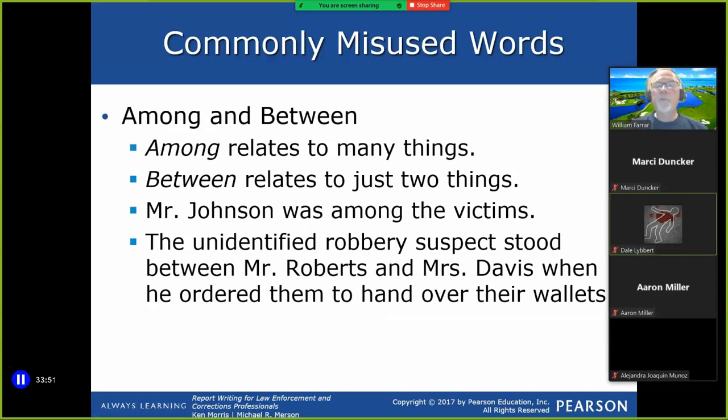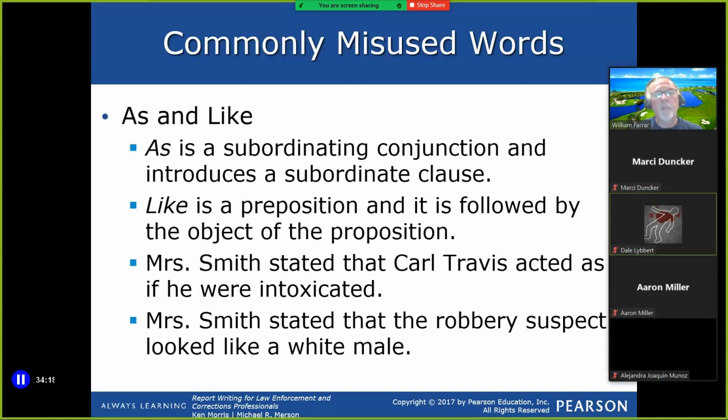Same with among and between. Among relates to many things, between relates to two things. So, example, Mr. Johnson was among the victims, meaning one of them. He was one of them. Or the unidentified robbery suspect stood between Mr. Roberts and Mrs. Davis. So you can see the difference, right? So among and between. Again, a lot of people mess those up.